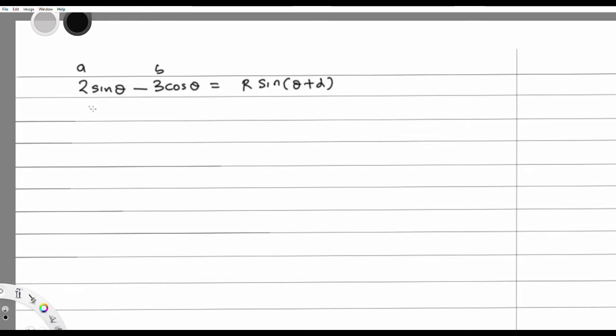So we already know that r sine theta plus alpha, from the trig functions we've done in the past, should be r sine theta cos alpha plus, this should be minus, r cos theta sine alpha. Okay, so since it is that, then they are equivalent.